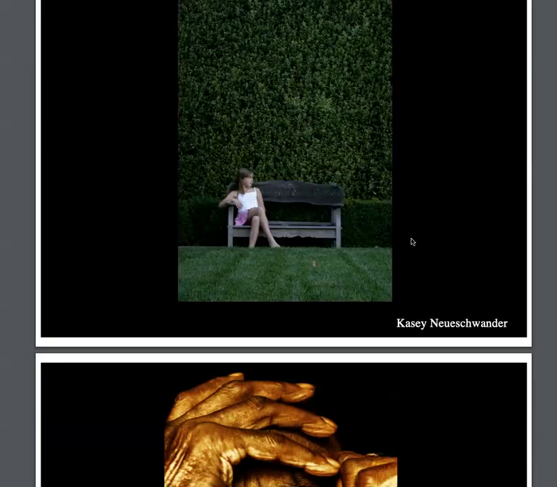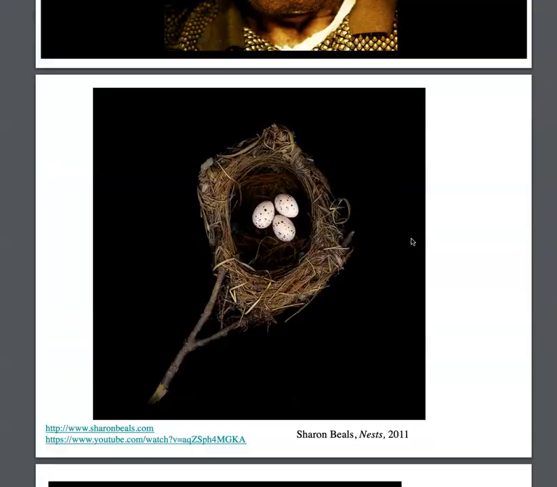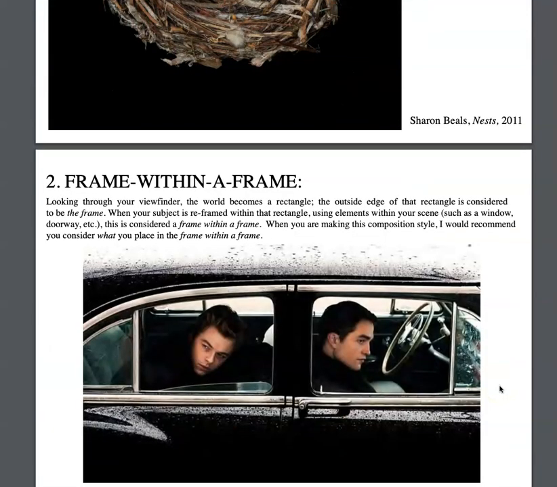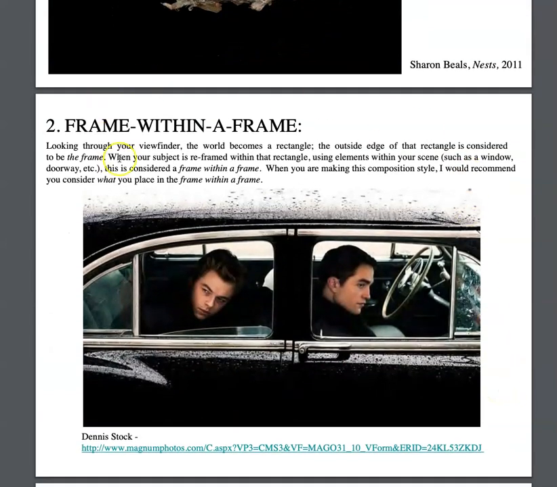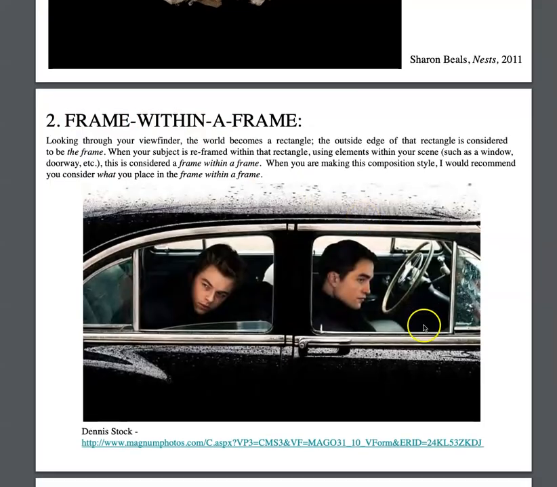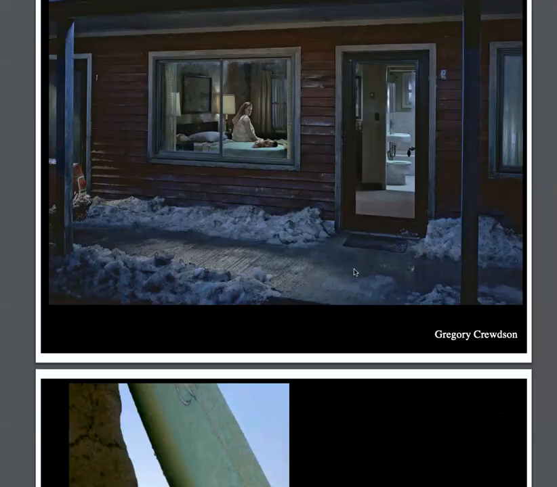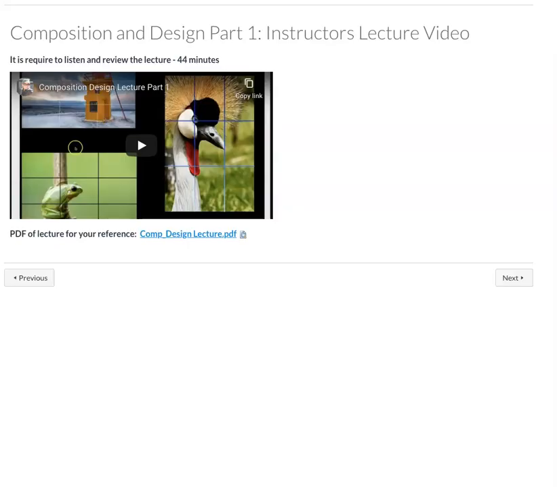If you see work by a photographer that you want to learn more about, like Sharon Beals, this project that she did around nests, then you can go back and look through, and have a better understanding of the 10 keys of composition. For example, frame within a frame. There's also links that you can explore. I think it's a really great learning tool for you to be able to reference, reviewing the PDF and then also listening to the 44-minute lecture.